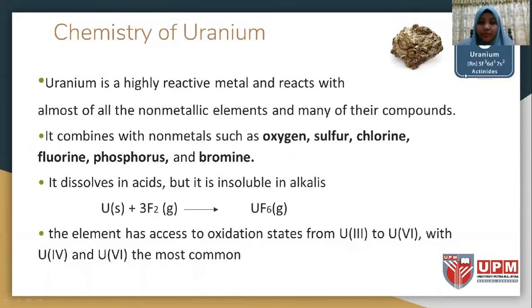Next, I will continue the presentation with the chemistry of uranium. So uranium is an actinide. It has a silvery white color and its electron configuration is [Rn] 5f3 6d1 7s2. It is a highly reactive metal and reacts with almost all the nonmetallic elements and many of their compounds. It also combines with nonmetals such as oxygen, sulfur, chlorine, fluorine, phosphorus, and bromine.